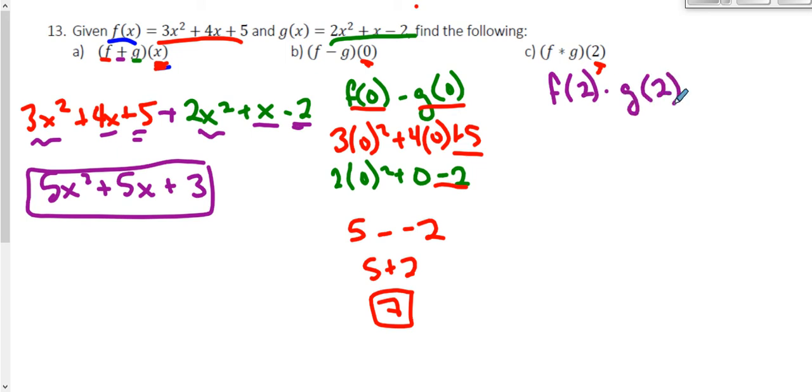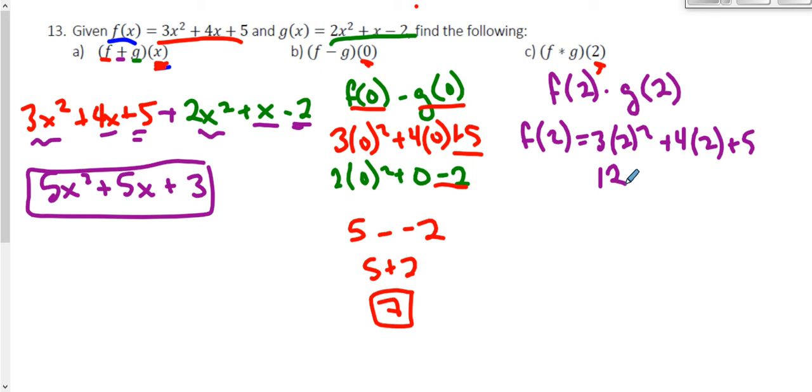So to find f of 2, I'm going to do 3 times 2 squared plus 4 times 2 plus 5. So 3 times 2 squared is 3 times 4, which is 12. 4 times 2 is 8, plus 5, and altogether that gives me the number 25. So f of 2 is 25.